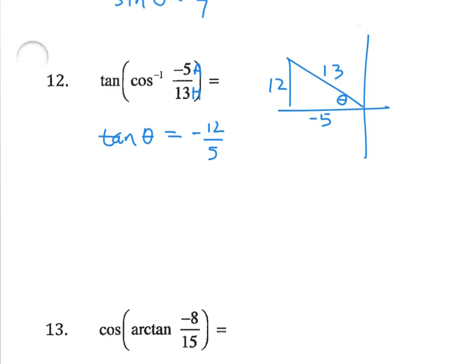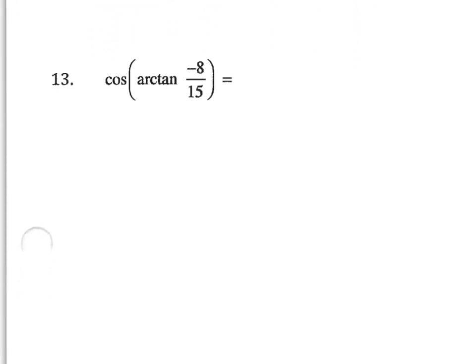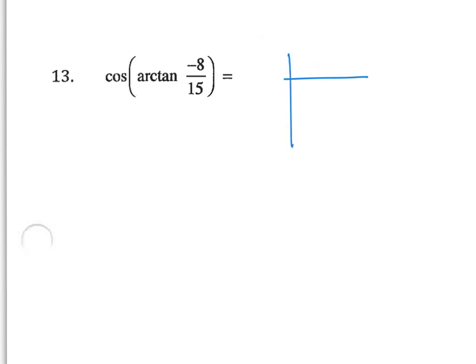Okay, number 13. Start by drawing a picture. So where should we draw our picture? Second quadrant? Fourth quadrant? Why fourth quadrant? Because we're doing tangent, which goes from -pi/2 to pi/2, so it's only the first and the fourth quadrant. So we have our triangle here. Tangent is opposite -8 over adjacent 15.